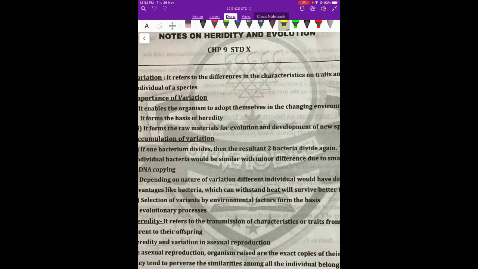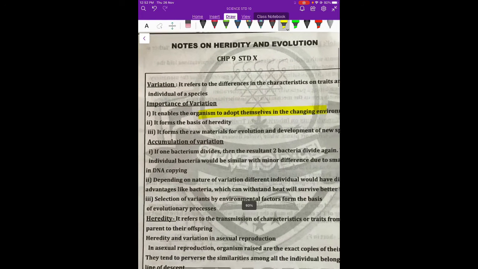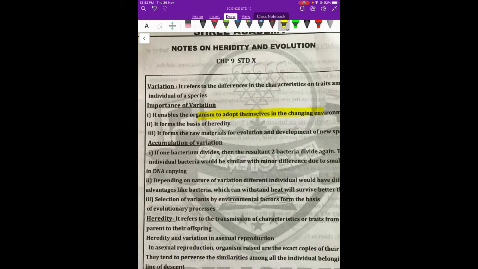it enables the organism to adapt themselves to the changing environment, because we have to remember that not all organisms can survive in all environments, but surely they can adapt themselves. This adaptation is possible only by some variation in the children from the parents. Then it forms the basis of heredity. Heredity means a parent gives its genes or DNA or the characteristics to its offsprings.